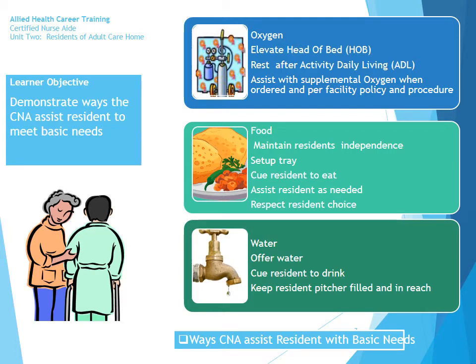You can also cue the resident to eat. Somebody that has dementia or some other cognitive impairment might get really distracted when they eat. So you might have to remind them, okay, it's time to take a bite. And just be very patient with people when you have to cue them, because they may not realize that it's still time to eat. Some people with later stages of dementia may not remember that it's time to swallow.